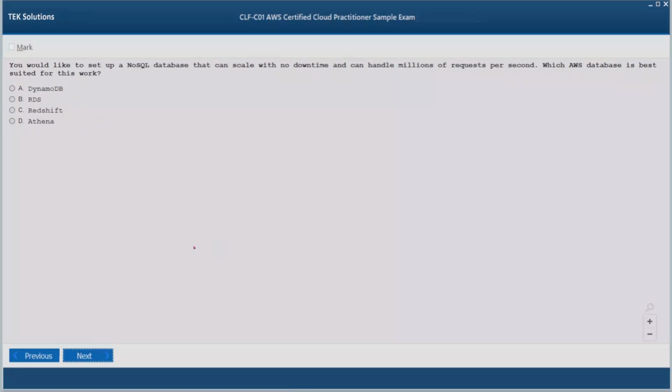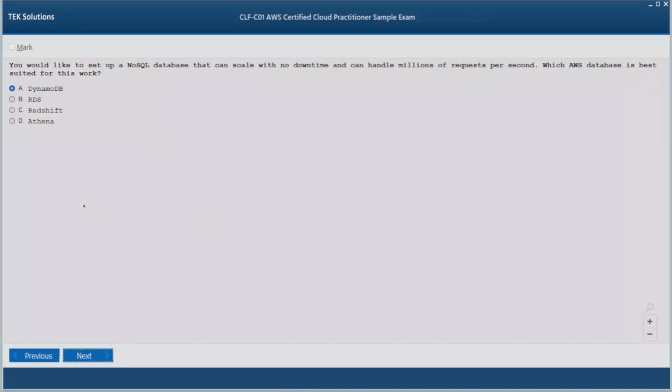You would like to set up a NoSQL database that can scale with no downtime and can handle millions of requests per second. Which AWS database is best suited for this work? Option A, DynamoDB, B, RDS, C, Redshift, D, Athena. See the important words: NoSQL database, can scale with no downtime, and can handle millions of requests per second. So the answer here is DynamoDB. DynamoDB is actually a NoSQL database and it can scale with no downtime required and can handle millions of requests per second. That's why DynamoDB is the correct answer.